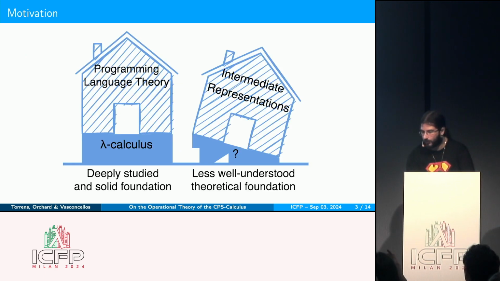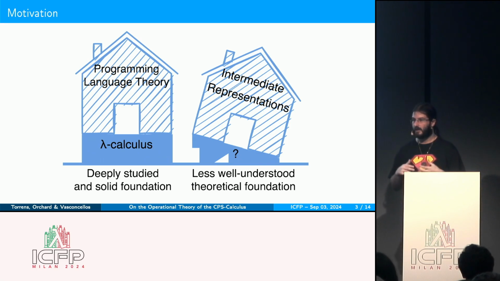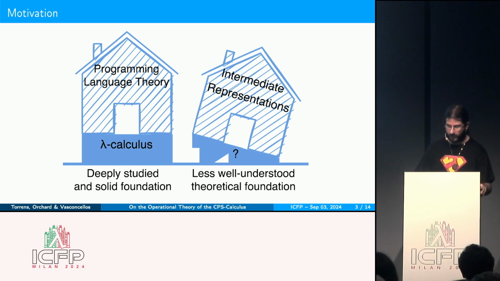So what we're trying to do is take some IRs that appear in practice. We're not creating a new IR; we take an IR from a compiler in industry, and we're trying to give better theoretical results for it so we can properly reason about it inside the compiler. We want tools we can reuse inside the compiler.